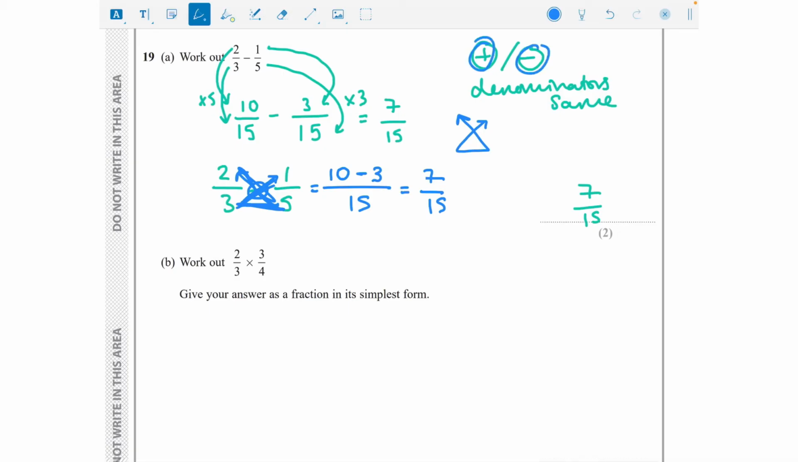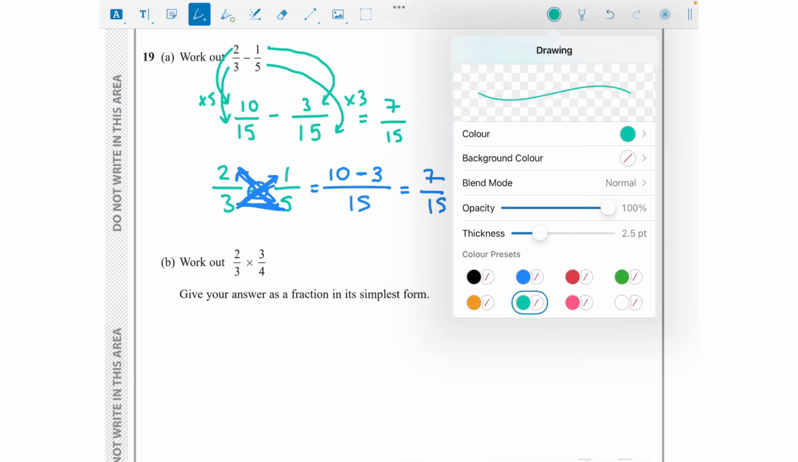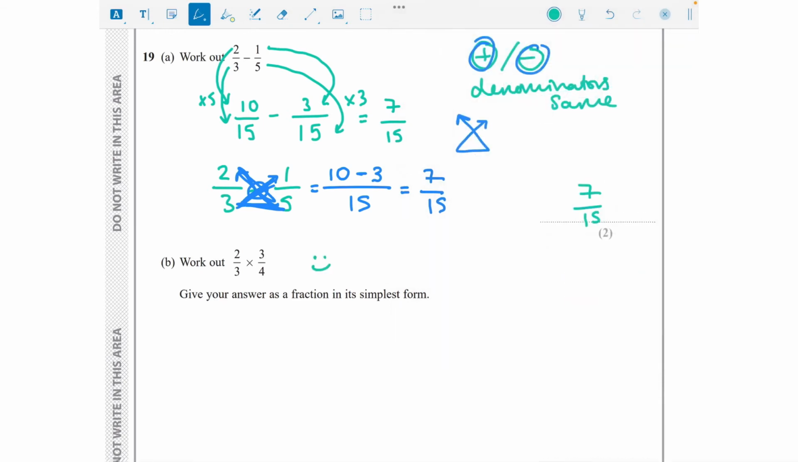For part B, we're multiplying. So when you multiply fractions, this is the nicest one. We love a multiplication because all we have to do is 2 times 3 for the numerator, which is 6, and 3 times 4 for the denominator, which is 12. It says give your answer as a fraction in its simplest form. So we need to check that they're not in the same times tables. They're both in the 6 times table, so the quickest way to simplify it would be to divide by 6 on the top and the bottom, and that is 1 over 2.